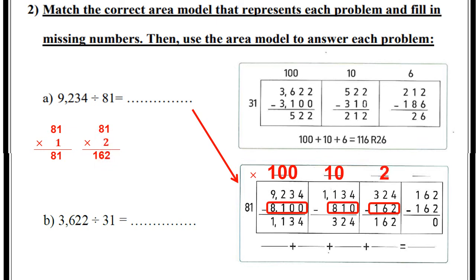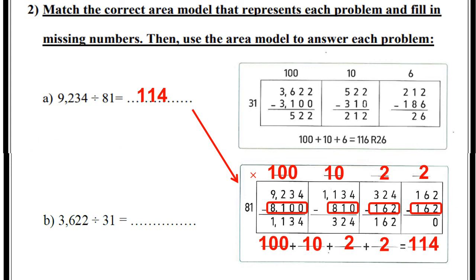So write 2 up. And also in the last one here, 162. So what times 81 to get 162? It will be also table 2. So to get the final answer, we are going to add all of them. 100 plus 10 plus 2 plus 2, which means 114. And there is no remainder because we have here 0. So it will be 114. So for sure, the first area model, we will match it with letter B.